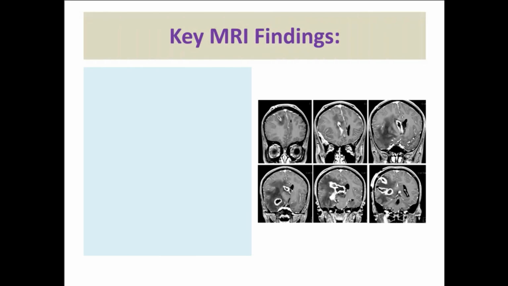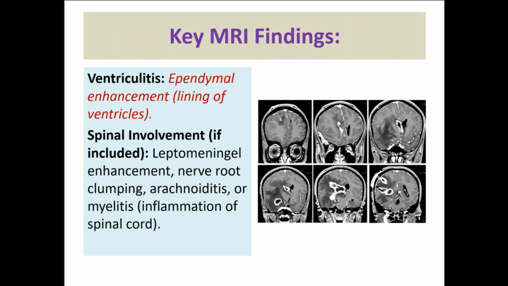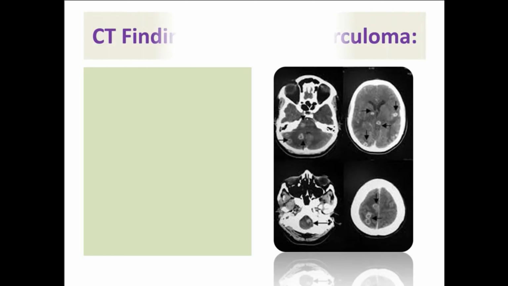Key MRI findings: ventriculitis, ependymal enhancement lining of ventricles. Spinal involvement, if included, leptomeningeal enhancement, nerve root clumping, arachnoiditis, or myelitis, inflammation of spinal cord. CT findings in brain tuberculoma.